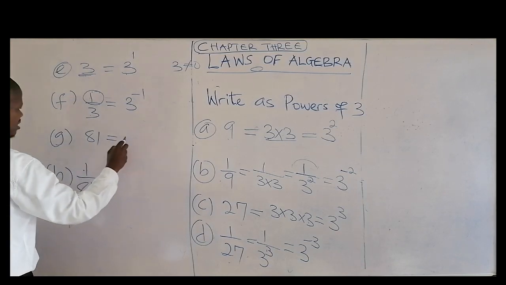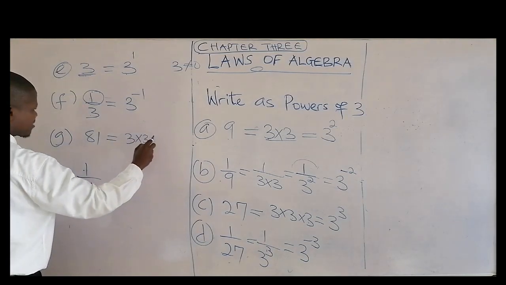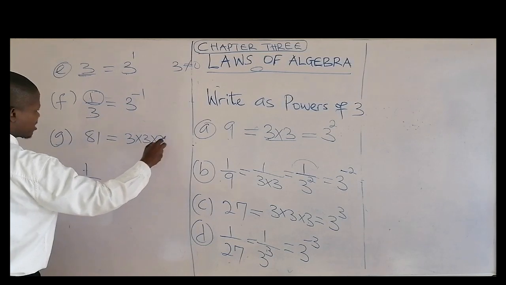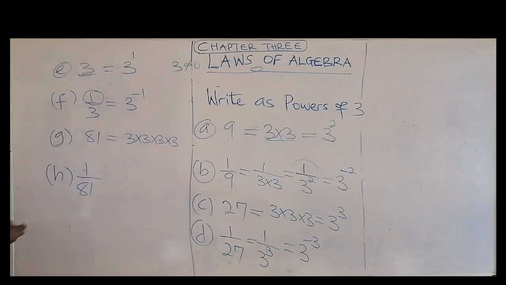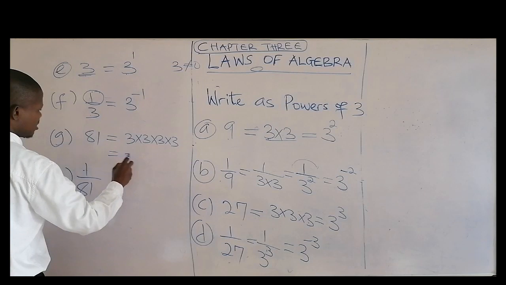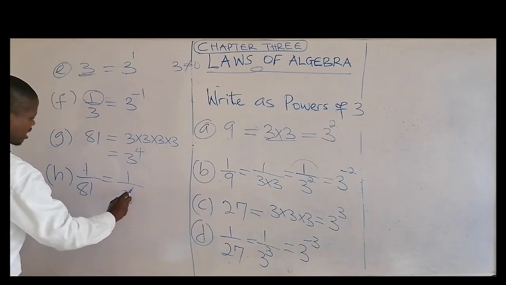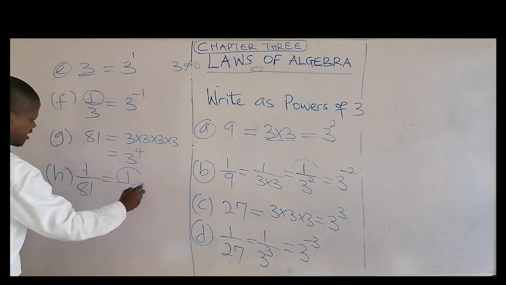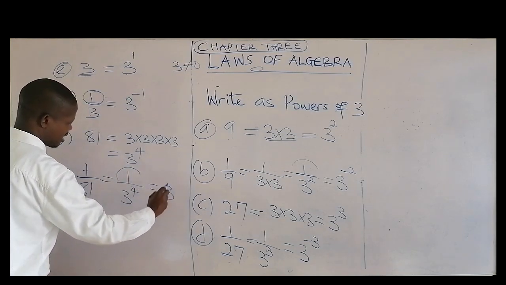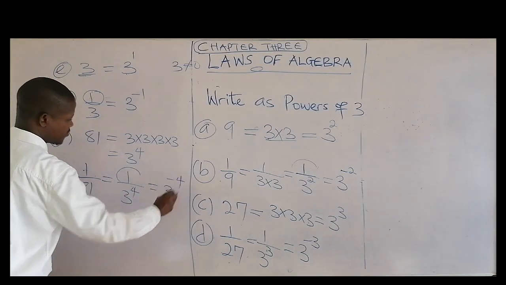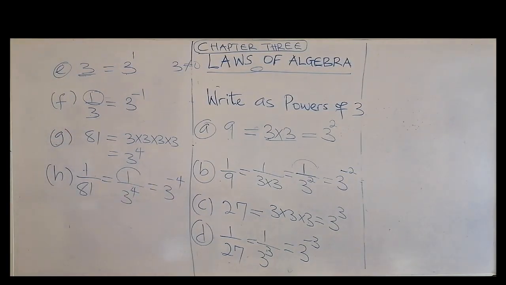Okay? The next one is 3 times 3. That's 9, times 3, that's 27, times 3, that's 81. And that's what? 3 to the power 4. And for this one, that will be 1 over 3 to the power 4. Then remove this 1 over, and that will be what? 3 with exponent minus 4. So that's how to write as powers of 3.